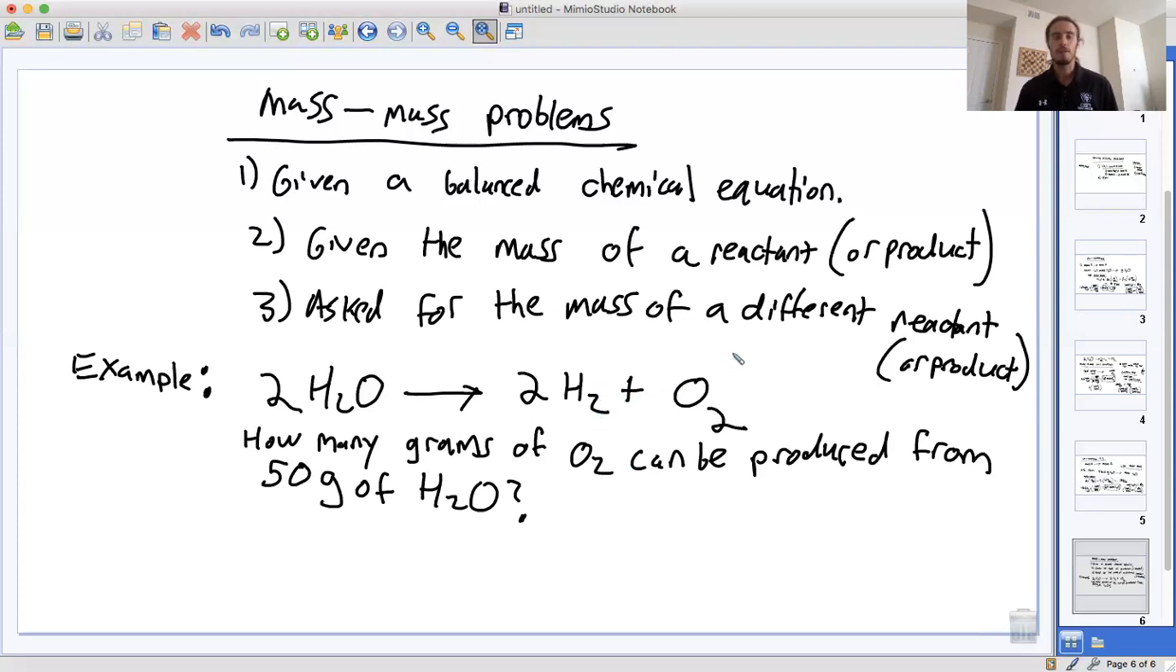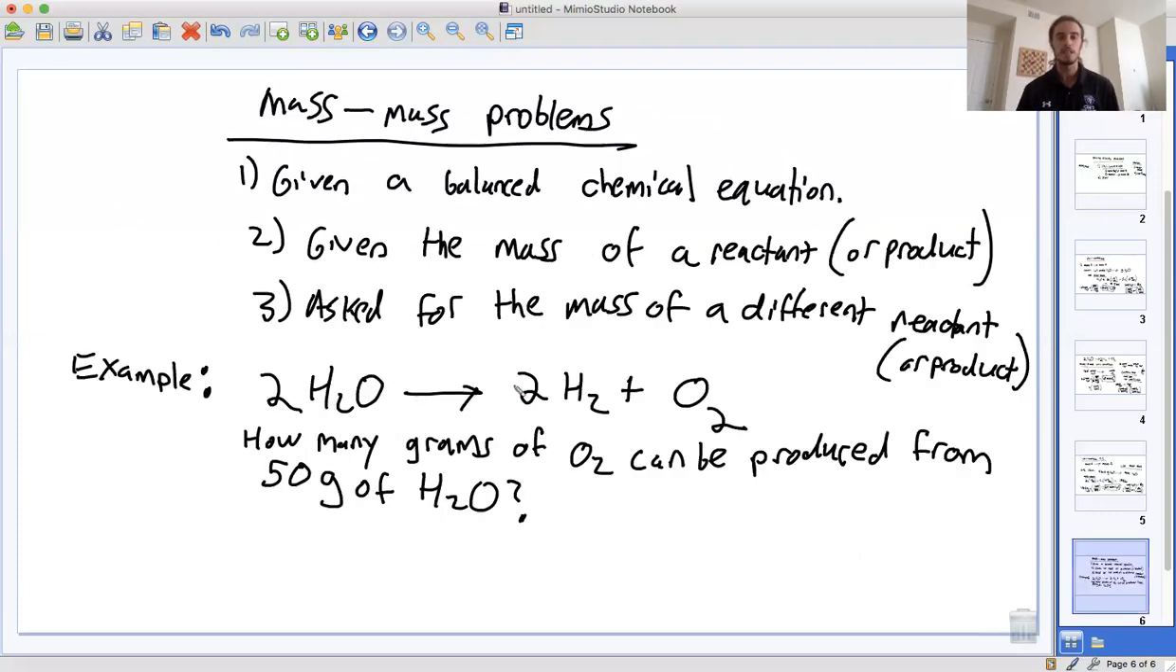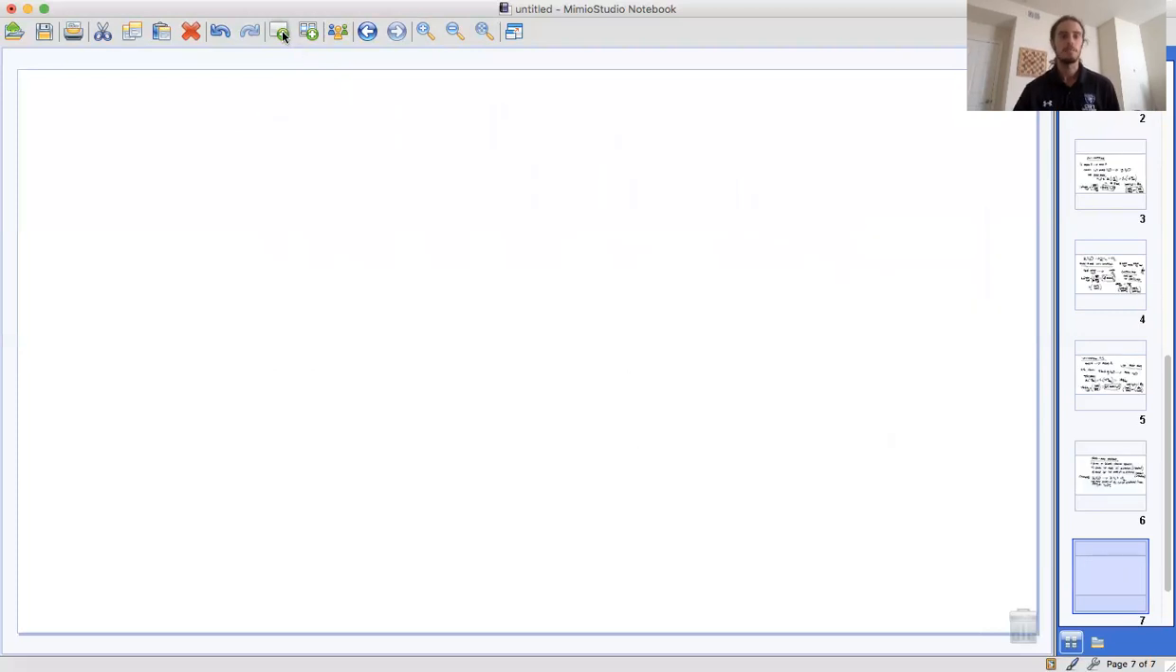So if you think back to the beginning of this, what are our two keys? Unit conversions, right? We're going to have to do unit conversions, but more importantly, we have to plan, right? We've got to plan how to do this because it's not going to be a single step. Let's look at it. So here's my plan, and the plan is going to look the same for any kind of mass-to-mass problem. So I'll just write this as a plan for mass-to-mass problems.